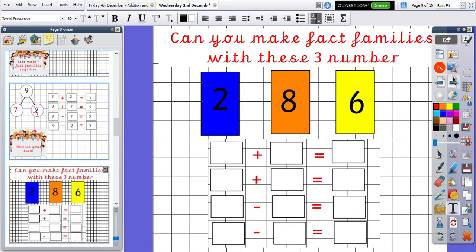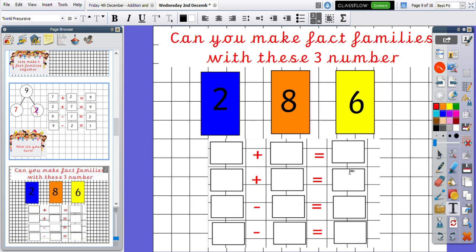Okay then. Now, this is where it gets slightly trickier because you have been given the numbers, but you've got to put them into the correct order. Okay, so I'm going to let you have a look at that for a second, and then I'm going to go through it with you.